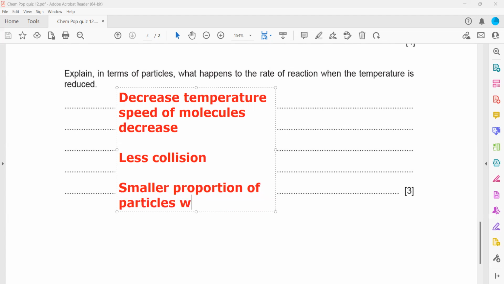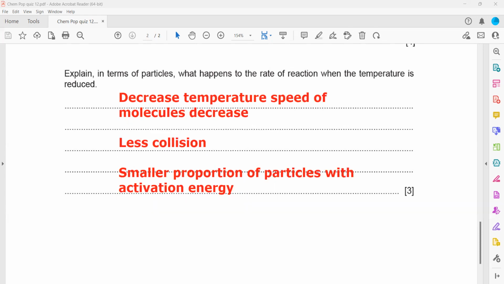with activation energy. So the proportion of the particles with activation energy will also decrease, or less collision. You can mention these points: less energy, less proportion of particles, or few successful collisions will be there.